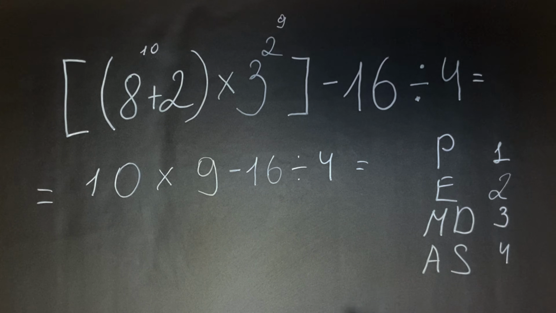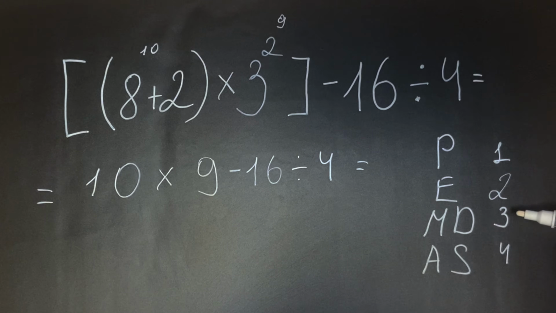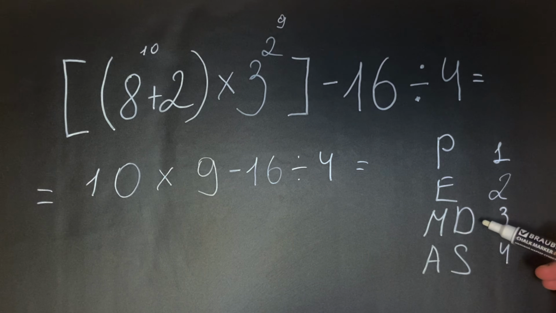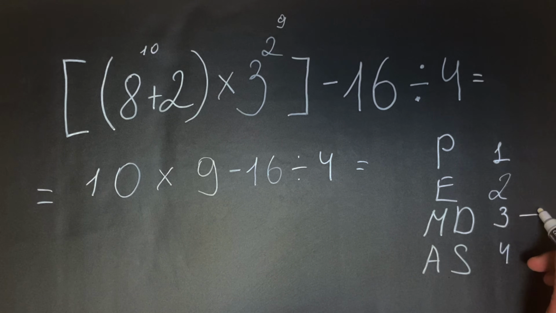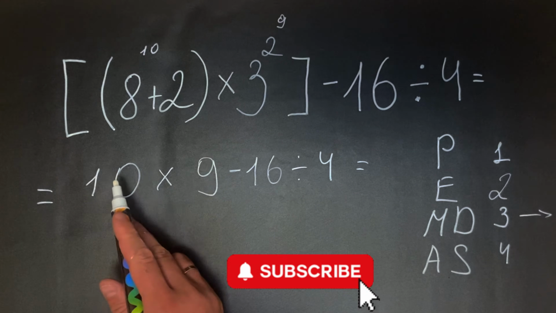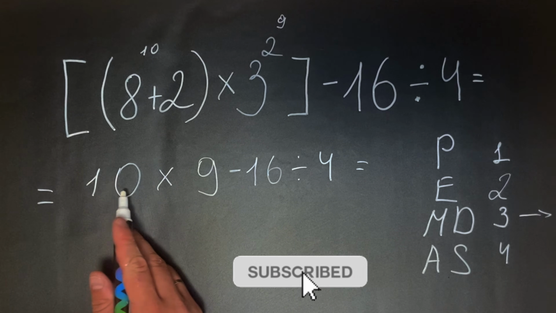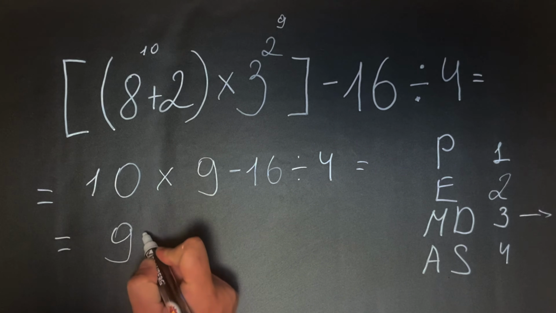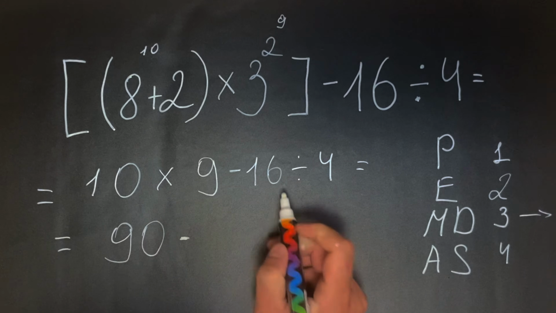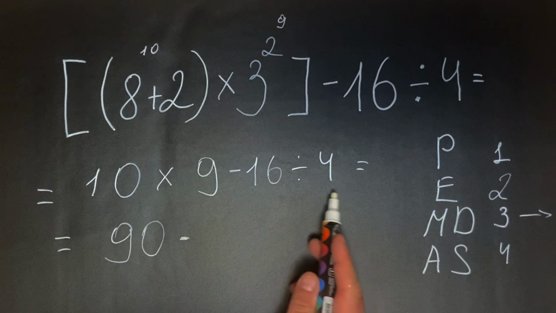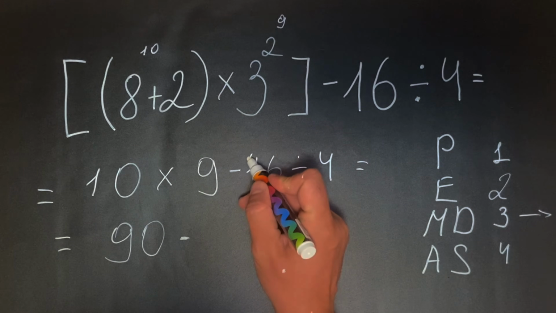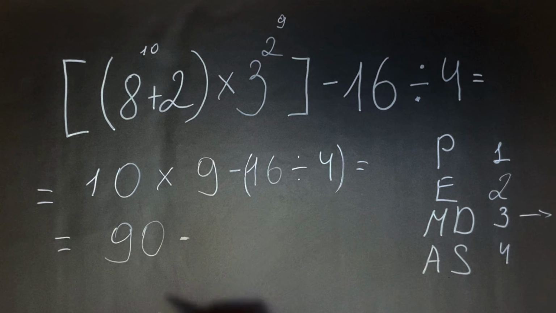So now we are already on the third level of the order of operations, which is multiplication and division. Therefore, we do it from left to right. In this case, 10 multiplied by 9 is 90 minus, because division has priority over subtraction, therefore we do division first. It would be easier if you put a bracket, so it's easier to visualize.